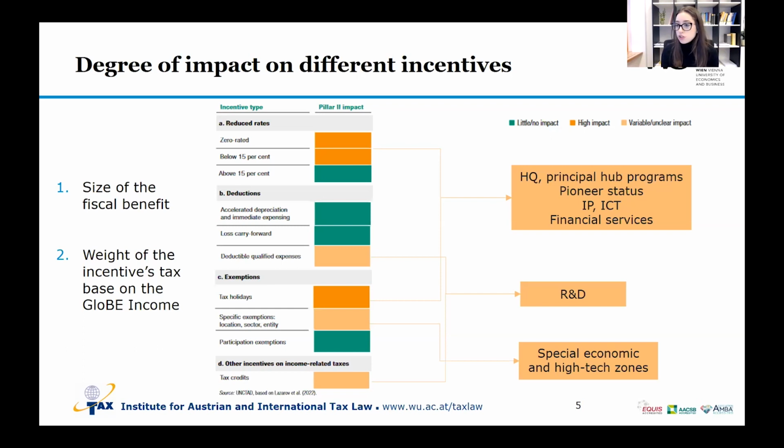Well, before I pass over to Ivan to analyze some policy responses to and alternative solutions to this impact, I just want to emphasize again that what we are showing here in this table depends both on the mitigating effect of the carve-out for the entity and on the weight of the tax base to which the incentive applies in the entity's total GloBE income. So the impact on tax incentives is not clear under the GloBE rules. It will depend on a case-by-case analysis on the type of the tax incentive.